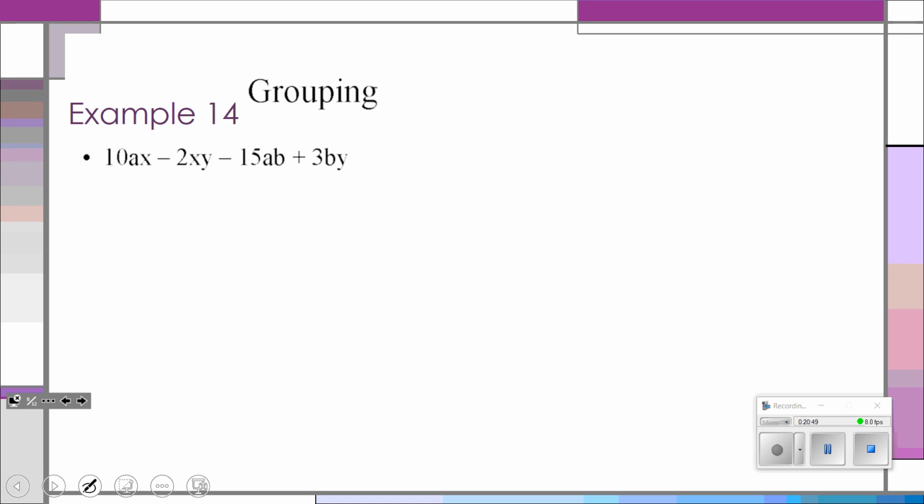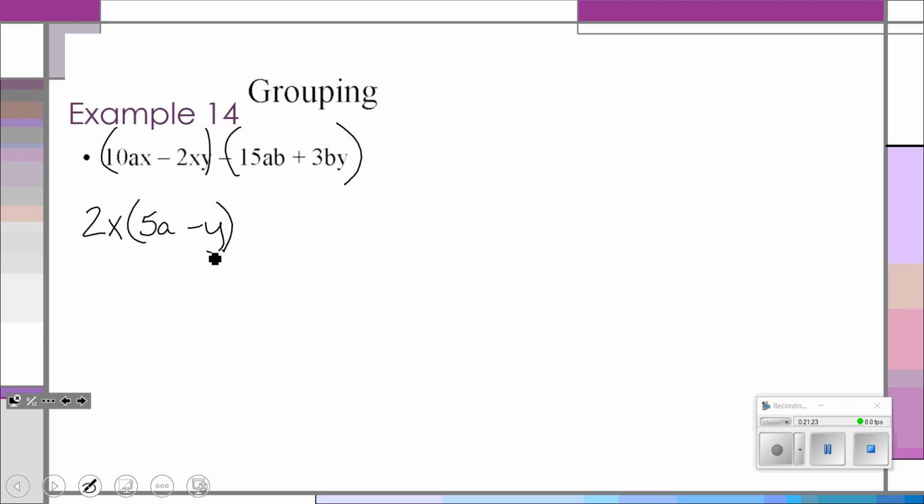Okay? Grouping is used with 4 terms specifically. When you group, you have 4 terms. What we're going to do is we're going to group the 2 in the front and 2 in the back. And we're going to take out a GCF. Okay, if I take out, what can I take out from the first one? Be more specific. 2x. And I'd be left with 5a minus y.